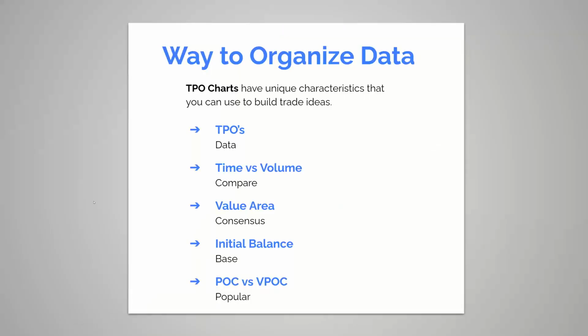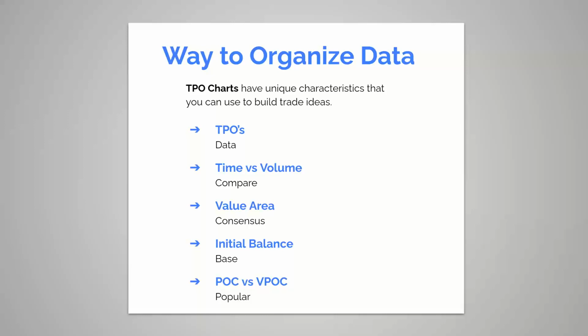So this is kind of the crux of how I want you to think of these TPO charts. It's a way to organize data. I know it's called a chart, and it is a chart, but it's really a way to organize data, and it's doing it a lot differently than your candlestick charts. I'm not here to bash candlesticks or any other chart type. I use candlesticks every day myself, alongside these charts. But TPO charts have unique characteristics that you can use to build trade ideas.